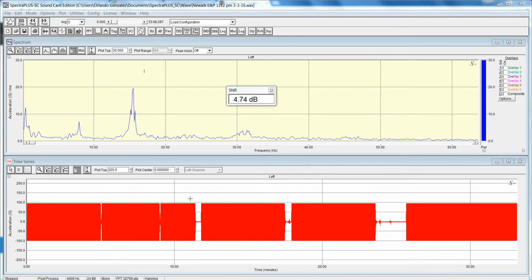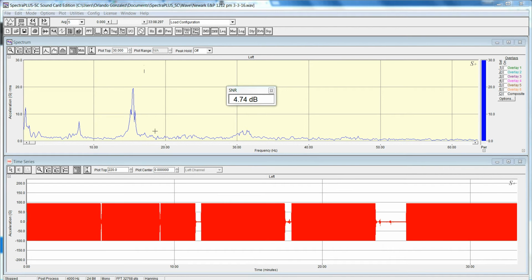What we have here on the bottom is a series of time data that we captured in kind of a strip chart mode. And the top is a continuous spectrum of this waveform recording. And I'm taking 5 averages of the data to smooth it out a little bit. And this is the signal to noise ratio.